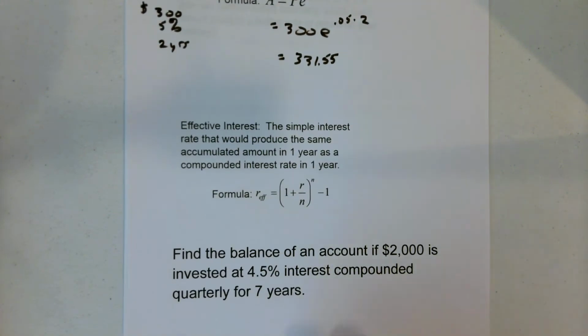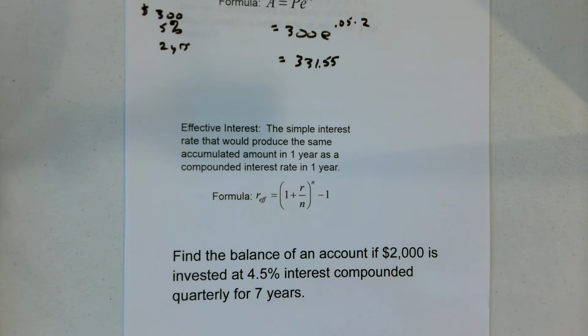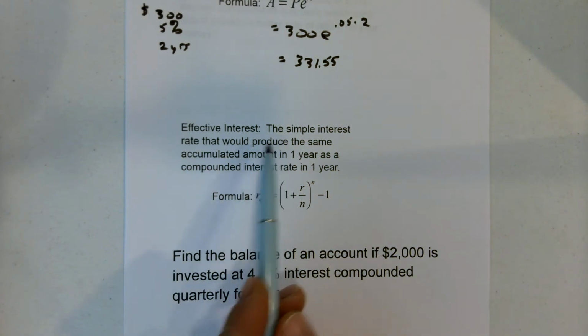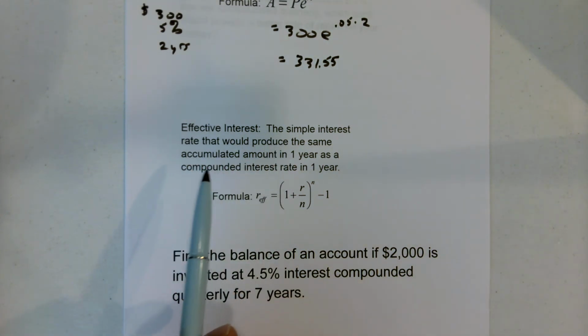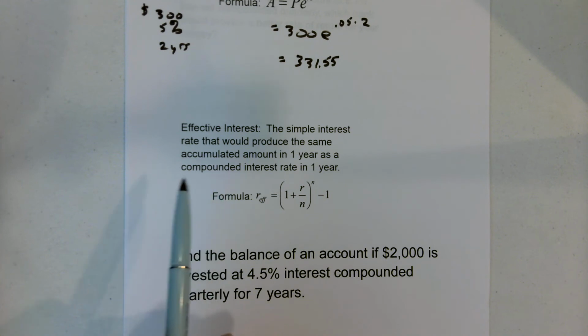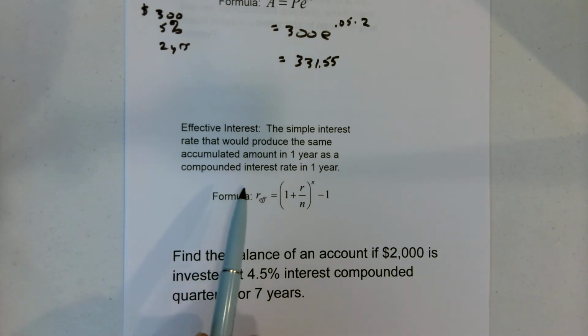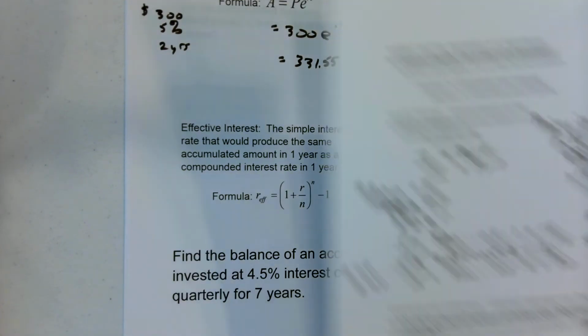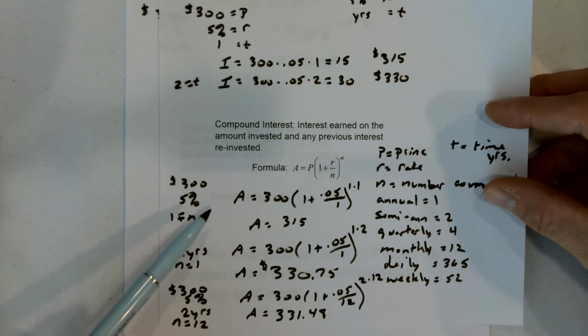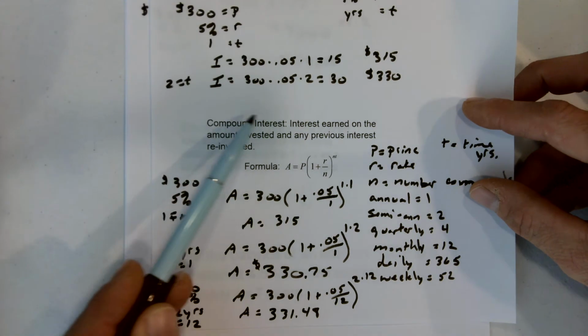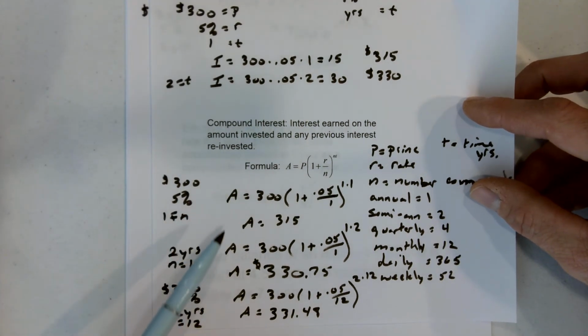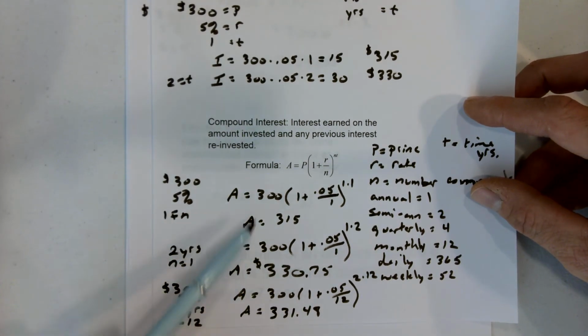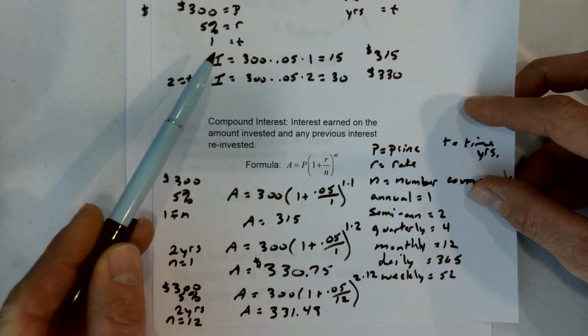So an effective interest rate, one more formula for you today, is the simple interest rate that would produce the same accumulated amount in 1 year as a compounded interest rate in 1 year. So what does that mean? Well, what it's going to allow us to do is to take this compounded interest that we earned here and translate it into a simple interest rate.